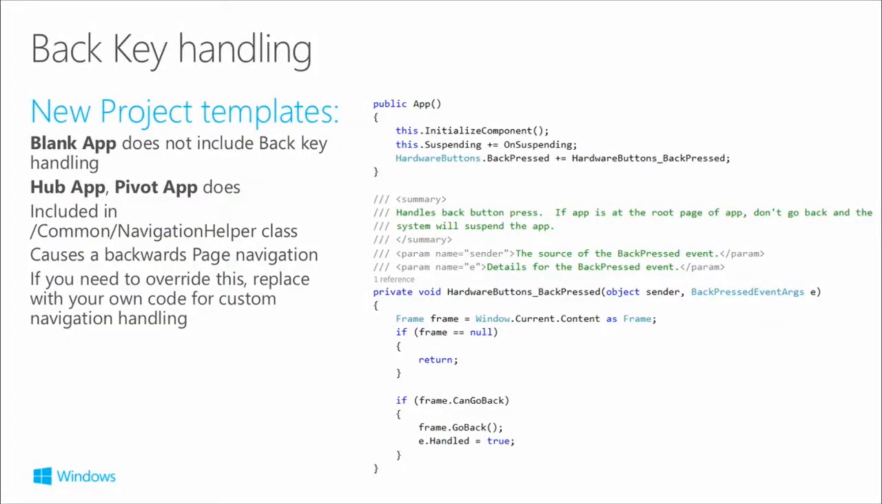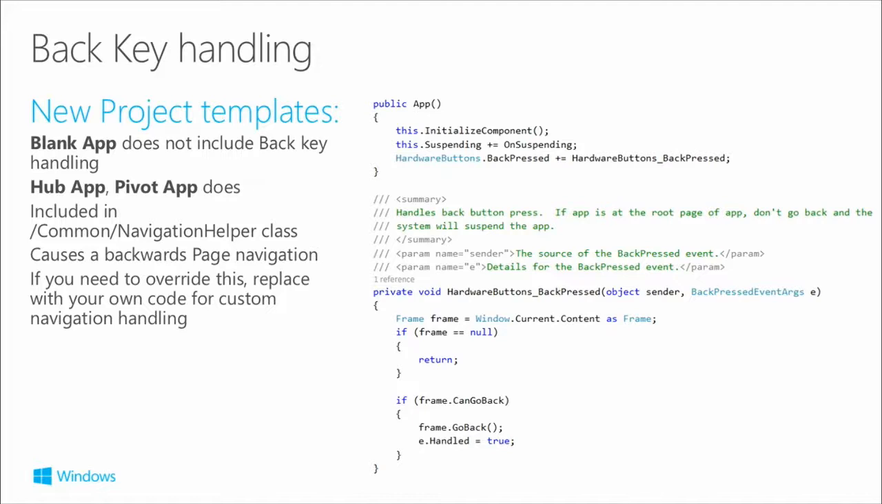Some of the templates with the new project got that in, and some haven't. We will explain what that is, the difference, in a minute. So the new project templates, if you create a blank app, and the Contoso Cookbook I've created here was a blank app, doesn't have any hardware back key handling in it. So as soon as you add a second page, you need to add some more code to handle that.